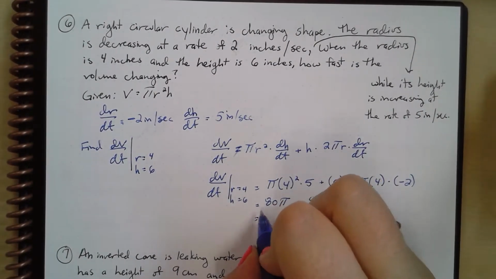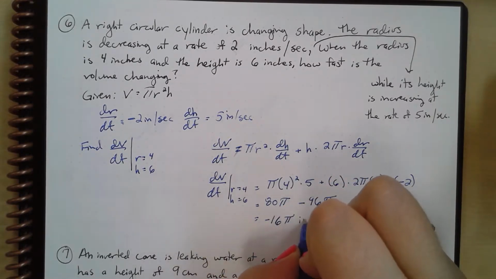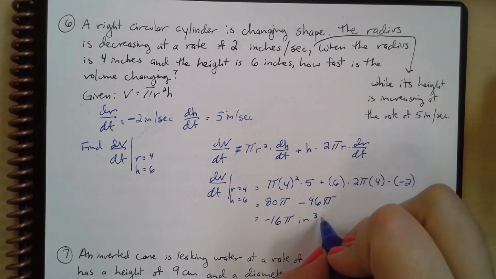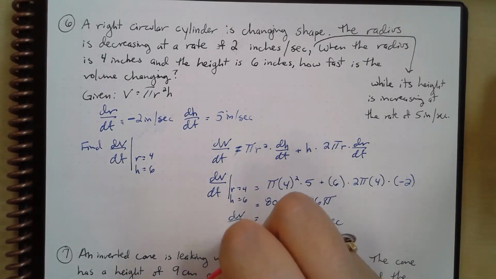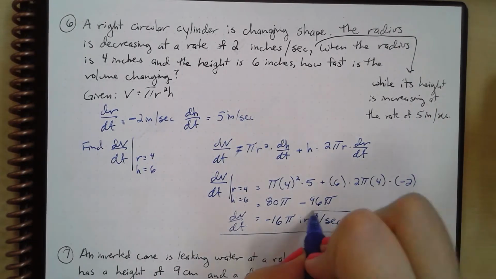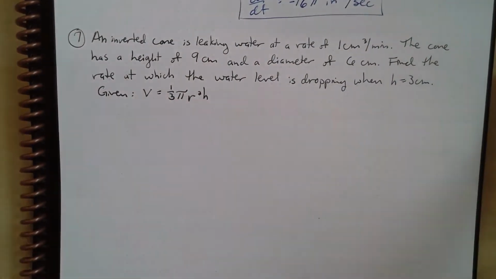So it looks to me like we have a negative 16 pi inches cubed, because we're talking about volume here, per second. That's our dv over dt. That's kind of a fun problem. All right, last one. I'm sure you're getting a little tired of these, but they are important, and they are very, very common free response questions, so they're important to know.